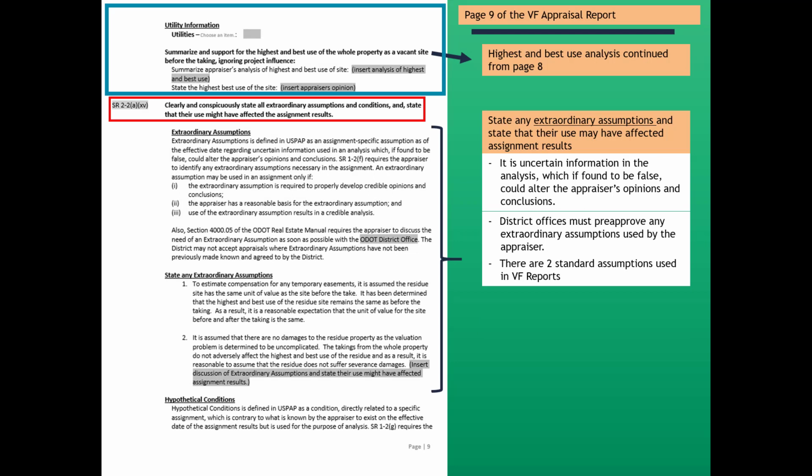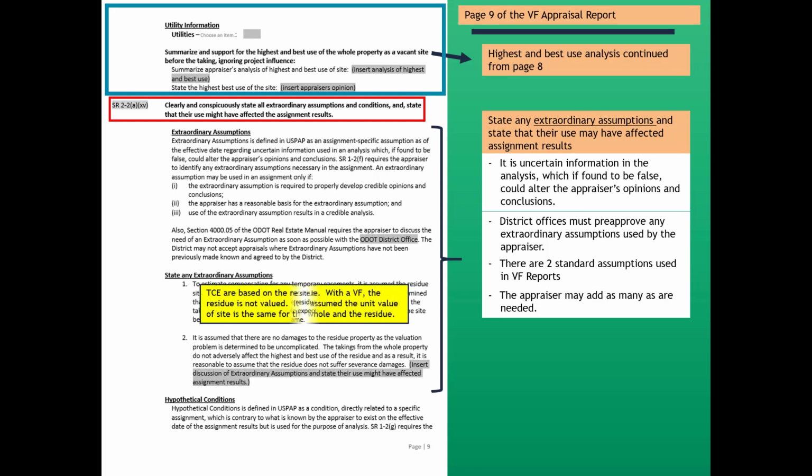There are two standard extraordinary assumptions used in the VF reports, and the appraiser may add as many others as are needed. The first one, that is the standard assumption, is the temporary construction easement is based on the residue. And with a value finding, the residue isn't valued. It's assumed that the unit value of the site is the same for the whole and for the residue.